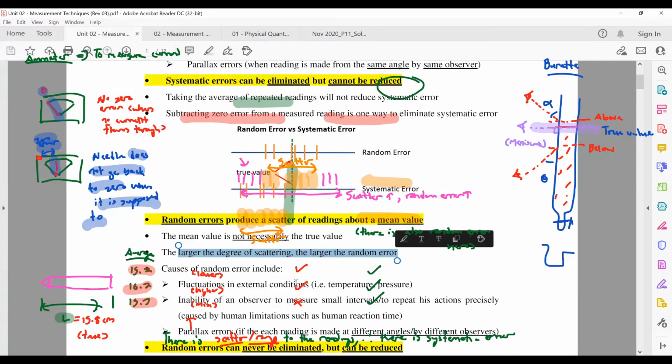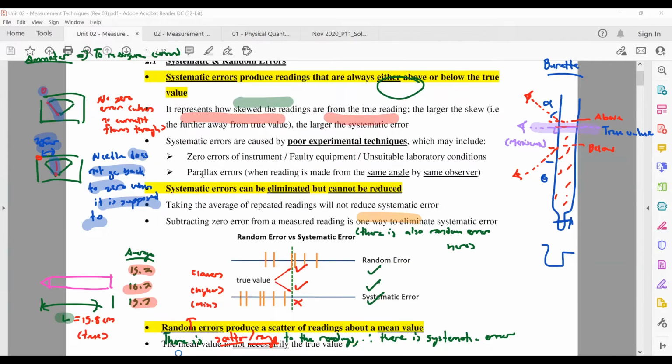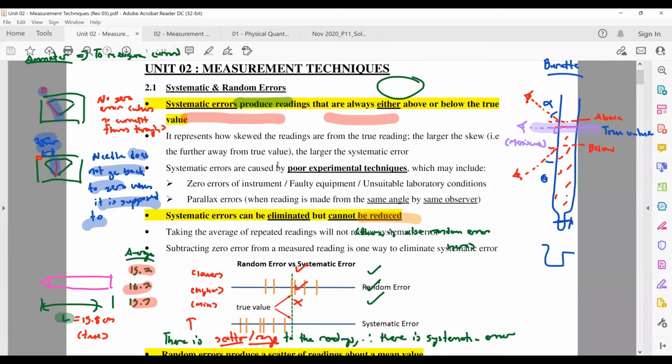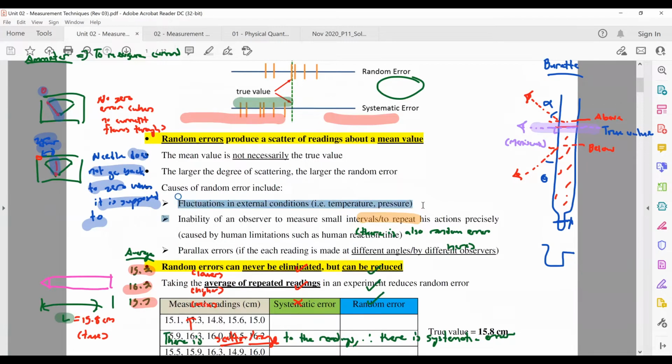Now, random errors can be caused by fluctuations in external conditions such as temperature or pressure, which are not in your control. In general, random errors are caused by the environment. They are not due to experimental fault. Systematic errors, a lot of times, are actually caused by the experimenter. It's the experimenter's fault.